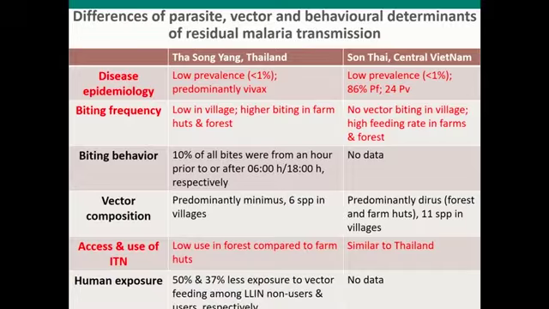For biting behavior, we weren't able to collect that in Vietnam, so we're not quite sure. But in vector composition, you see mostly minimus in Thailand and mostly dirus in Vietnam. In Thailand, you get 6 different species in the main village. In Vietnam, you had 11 different species in the village. And for access, both of them had low use in the forest and farm huts, while they had high coverage in the villages. And for human exposure, we weren't able to collect that in Vietnam either.